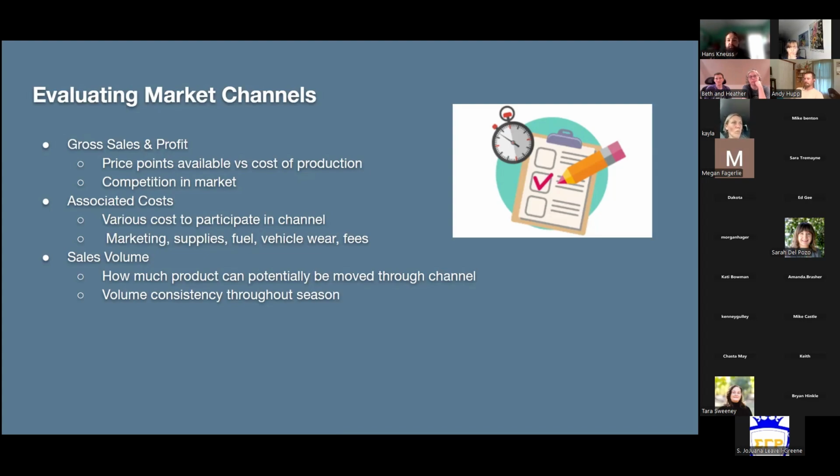Marketing, supplies, fuel's a big one, vehicle wear and tear, certain fees that are associated with participating in certain locations. These all go into evaluating how good a market is for you. And then how much can you potentially move through this channel? It can be hard to estimate, but if you can get a rough estimate, that's the best place to start. And then how consistent is this going to be for you?